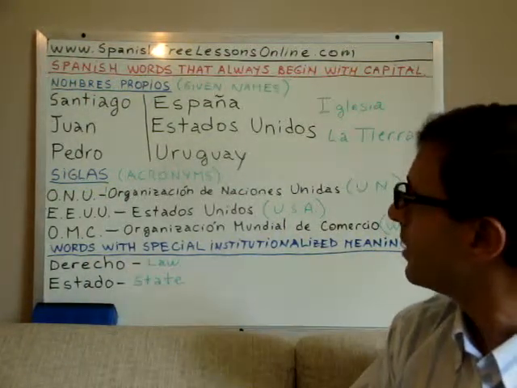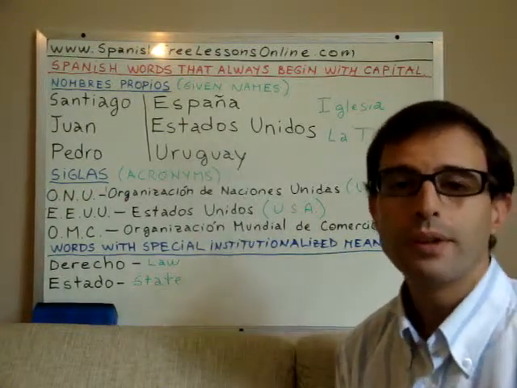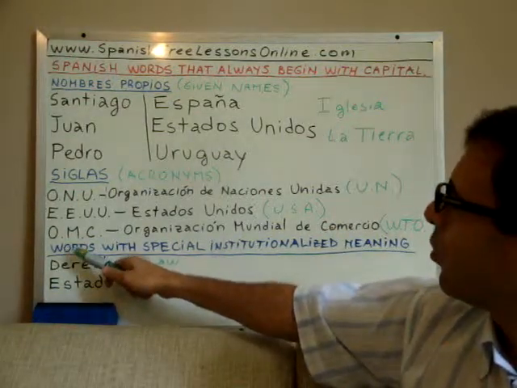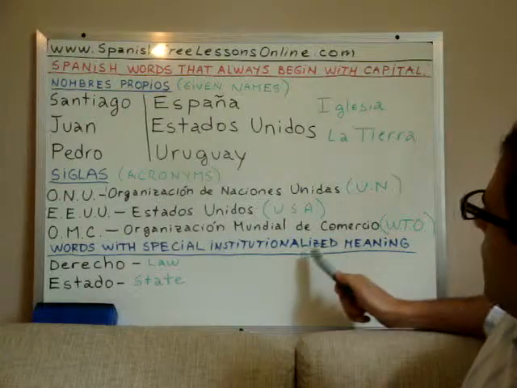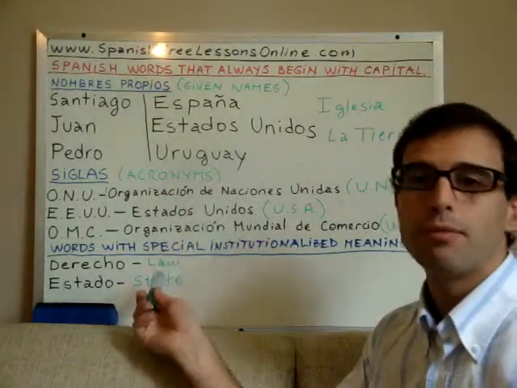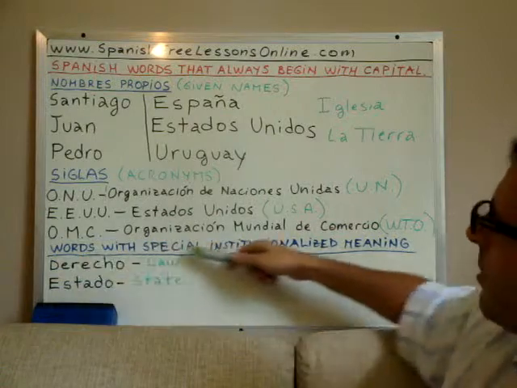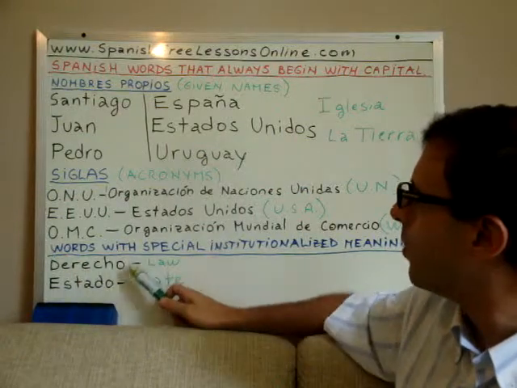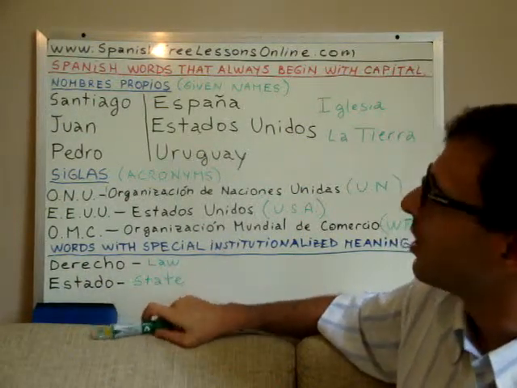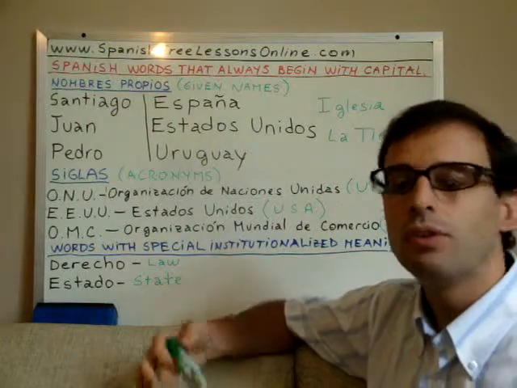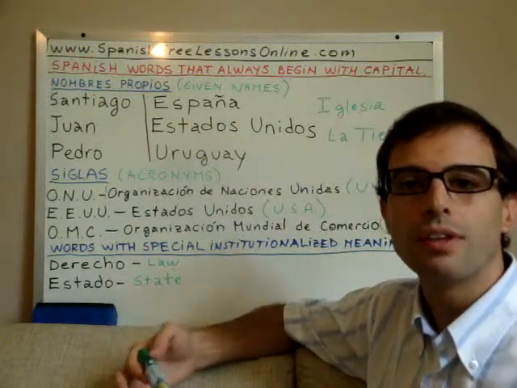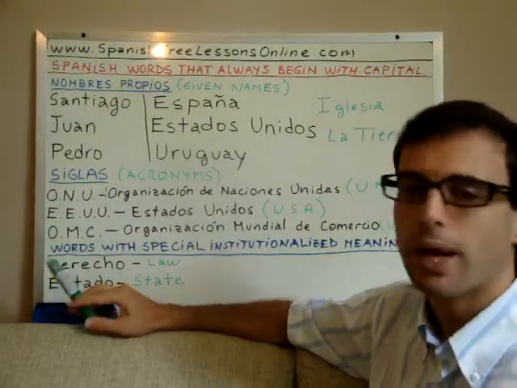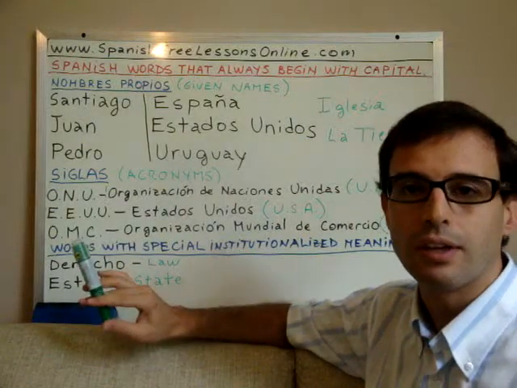And another rule for always writing a word with a capital at the beginning is this: the words with special institutionalized meaning. I really don't know the name for this rule, I just invented this name. But what I mean is words like law, state, that refer to an institution that is universal, that is very important, and always need to begin with a capital letter, no matter where the word is standing in the sentence.